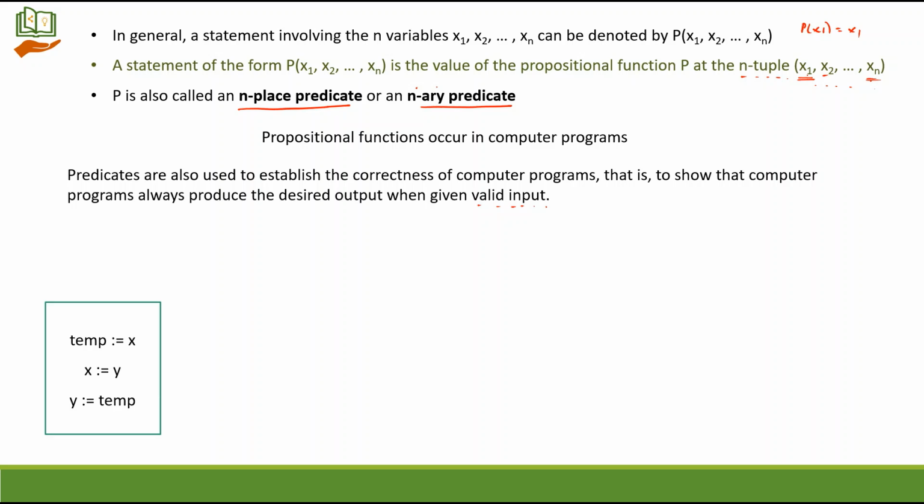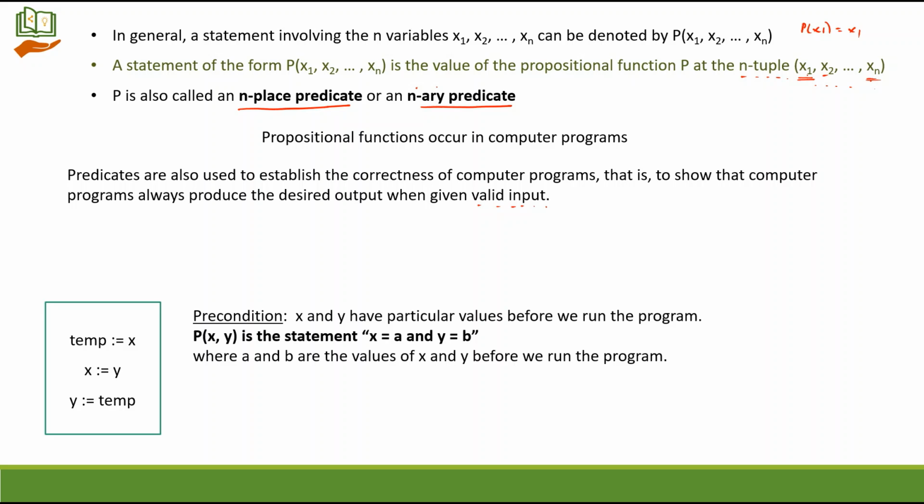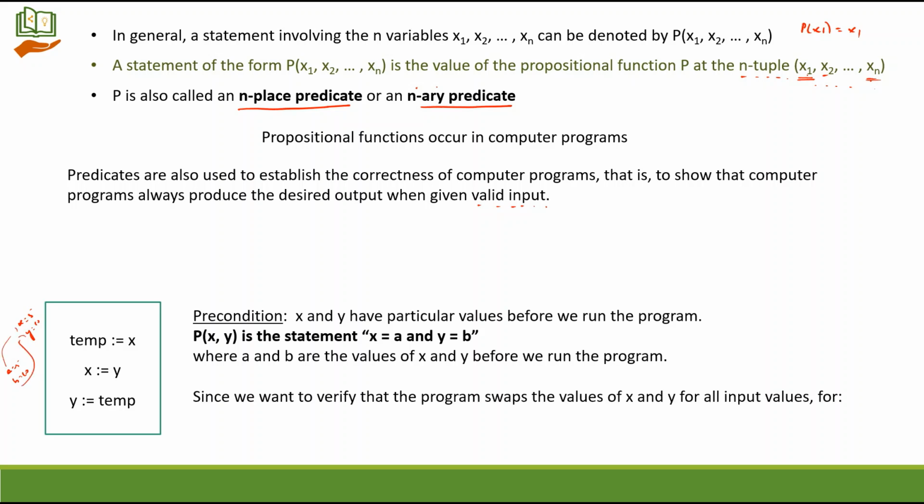This is a kind of pseudocode we can take, or in certain programming languages we have this kind of notation for equal to assignment. Here is a precondition. X and y have particular values before we run the program. P of x comma y is the statement x is equal to a and y is equal to b. So let's take x is equal to 5 and y is equal to 10, where a and b are the values of x and y before we run the program. So here we can equate a to 5 and b to 10 because we are assigning a to x and b to y.